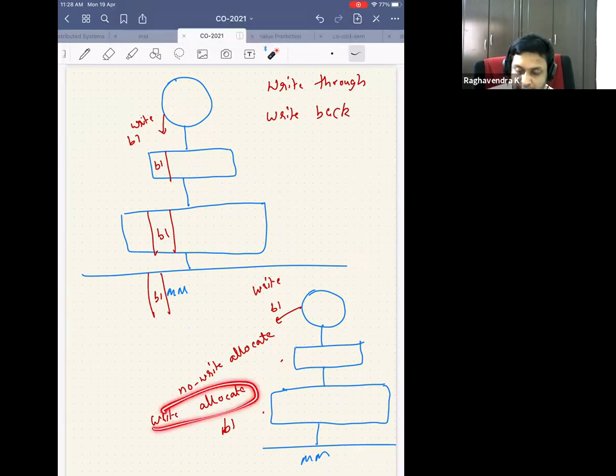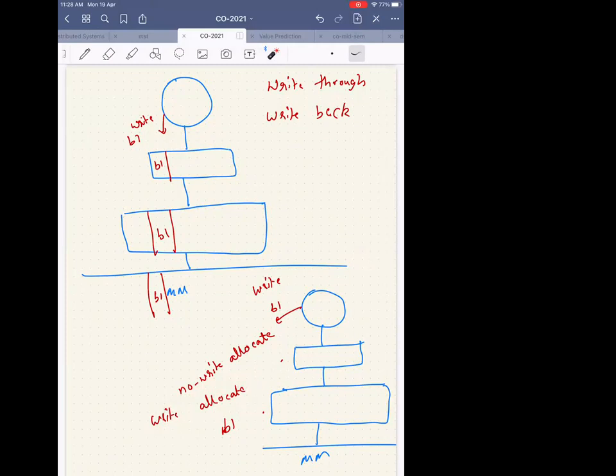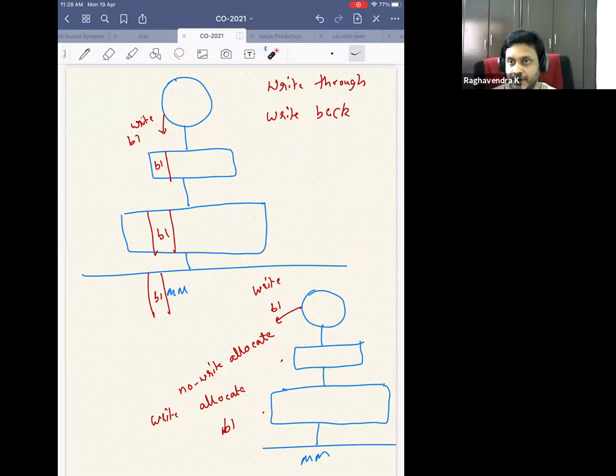Okay, but why do you want write allocate for write through? Why not no write allocate? What happens if I have no write allocate? Why should you club write through with no write allocate or write allocate? You have already chosen write through. Now will you choose no write allocate or write allocate? Just answer if you understood this question or not. Forget about the answer.